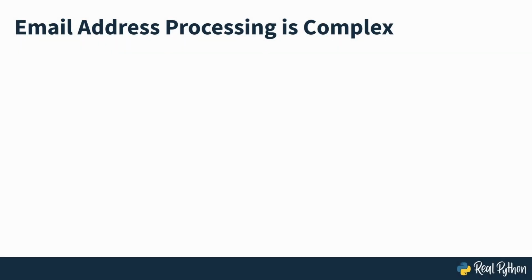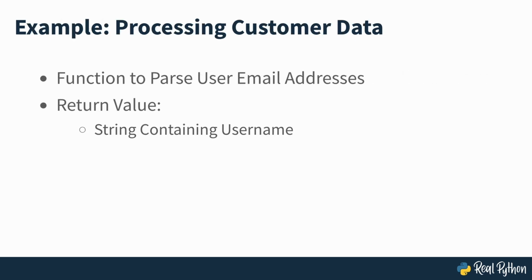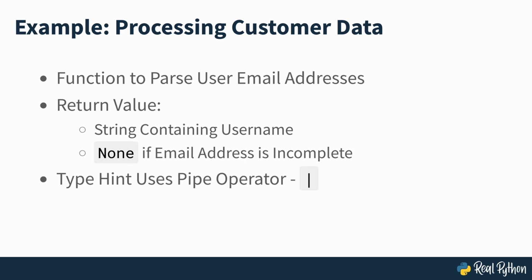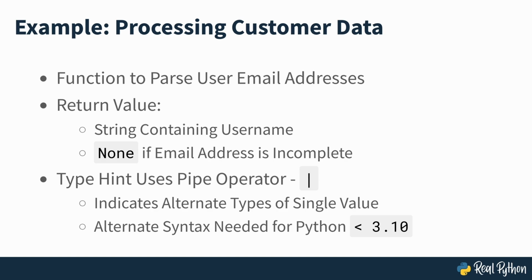In practice, the validation rules for email addresses are much more complicated than this, but this function has been left simple to concentrate on the return values. The return value of this function is either a string containing a username or None if the email address is incomplete. The type hint for the return value uses the pipe operator to indicate alternative types of the single value that the function returns. But Python versions older than 3.10 don't have this syntax, but you can still do it with the code seen on screen.